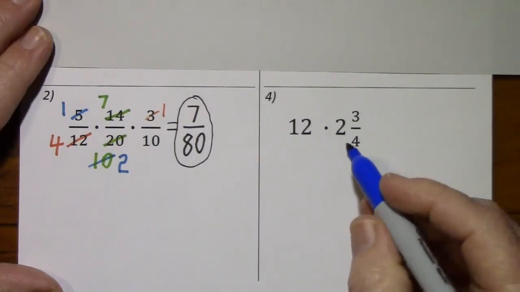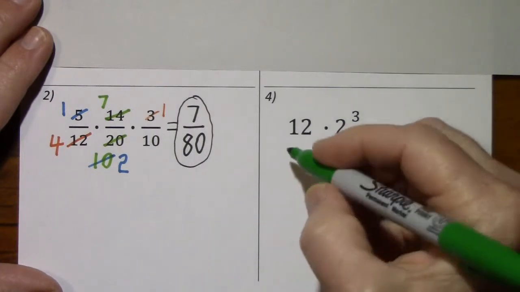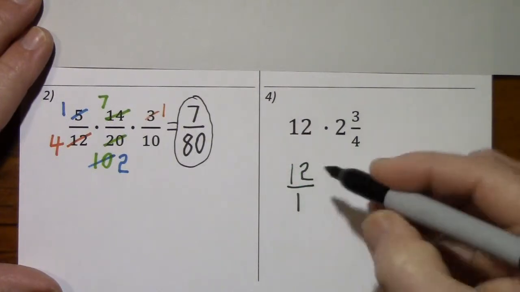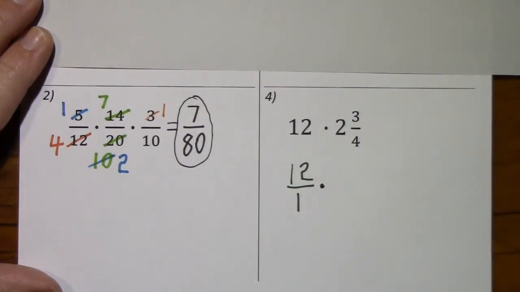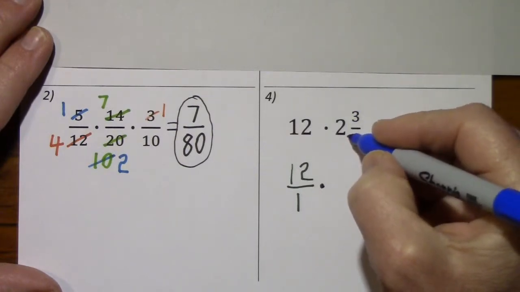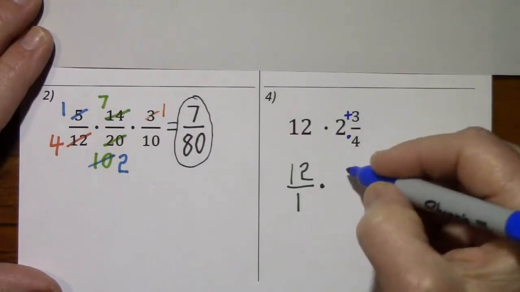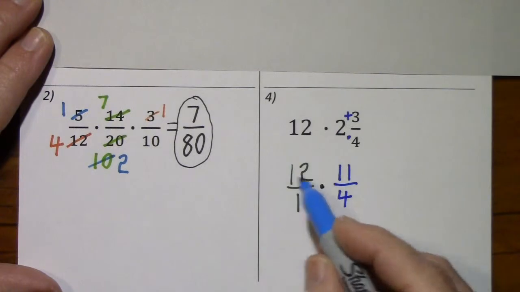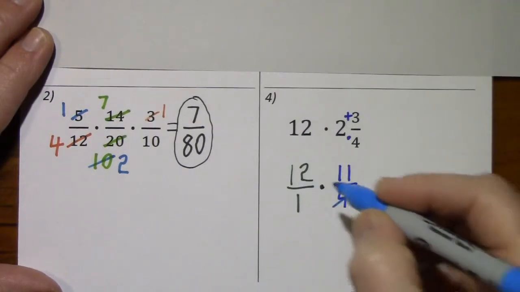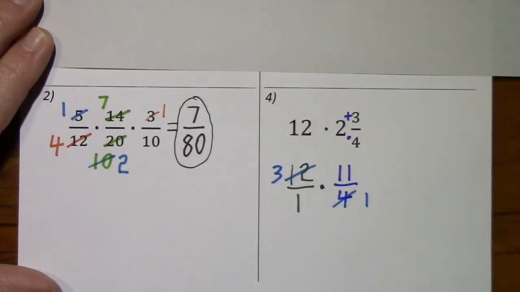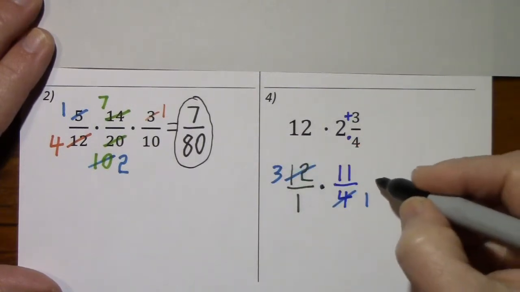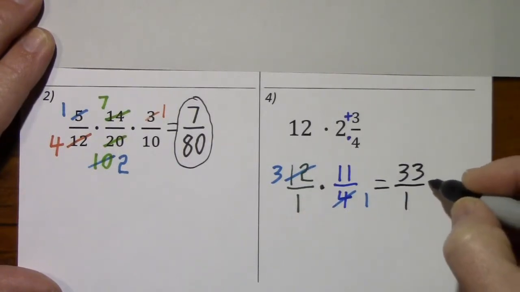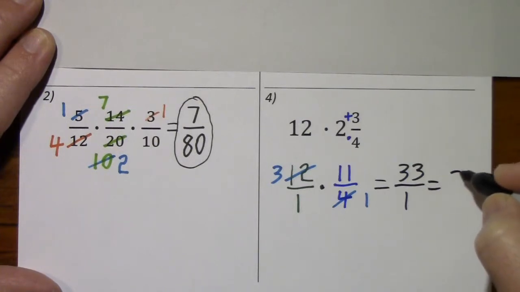Taking a look at this one, we'll rewrite 12 as 12 over 1. Bring down our multiplication. Rewrite 2 3/4. 4 times 2 is 8, plus 3 is 11 over 4. We can reduce diagonally. 4 goes into 4 once. 4 goes into 12 3 times. Multiply straight across. This gives us 33 over 1, but this is not simplified. You would write this as 33.